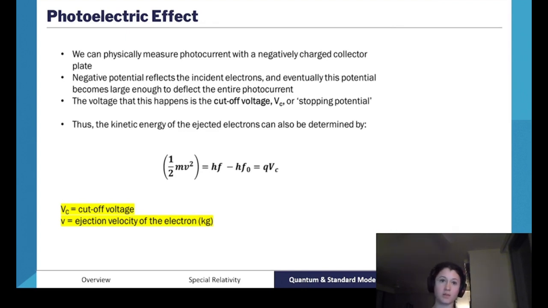Thus, the kinetic energy of the ejected electrons can also be determined by using our formula for kinetic energy, half mv squared, right? And this is going to be equal to our maximum kinetic energy and our cutoff voltage, right?